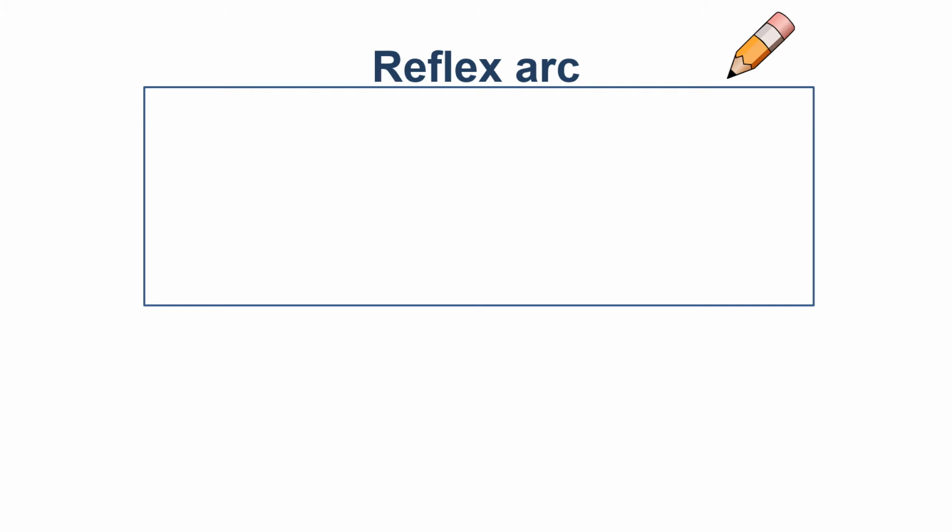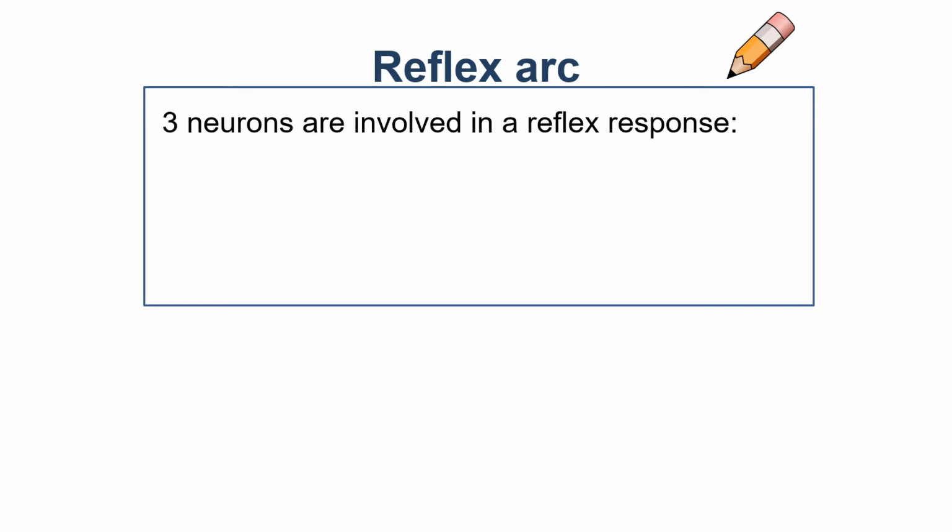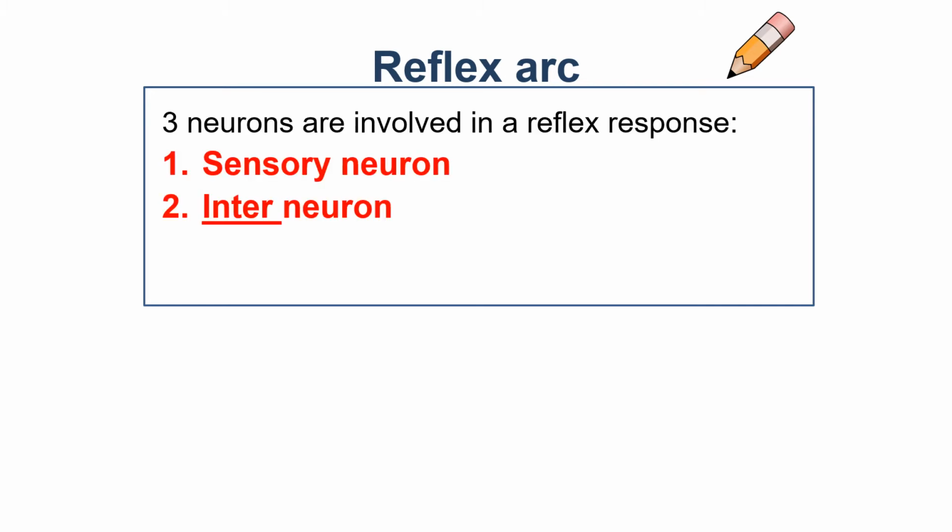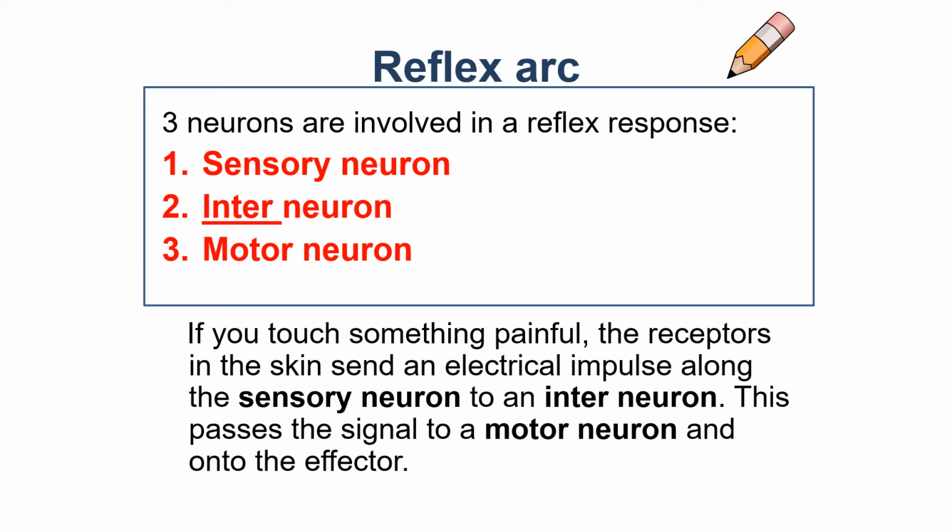The reflex arc involves 3 neurons. The 3 neurons are the sensory neuron, the interneuron, and the motor neuron. If you touch something painful, the receptors in the skin send an electrical impulse along the sensory neuron to the interneuron. Then this passes a signal to the motor neuron and onto the effector. This doesn't involve the brain until after the effector responds. So for example, if you touch a hot pan, your hand will automatically move away.